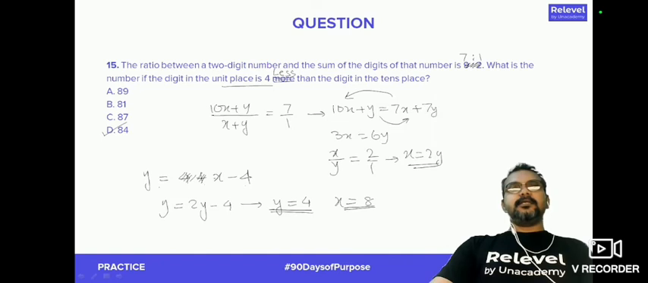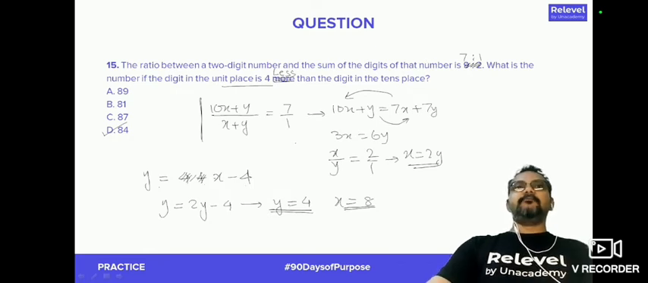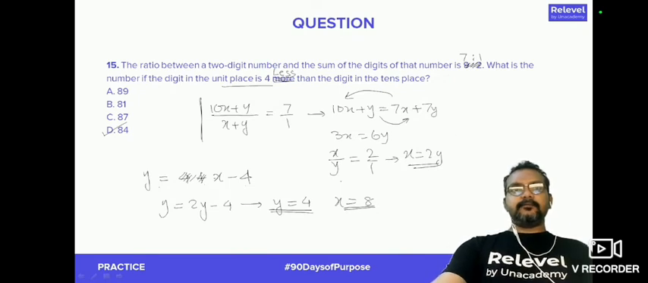But this is the general process, okay? So there must have been some typing mistake here. Instead of 9 is to 2, it is 7 is to 1 and this should be 4 less. And then it matches. Okay, let's move on to the next question.